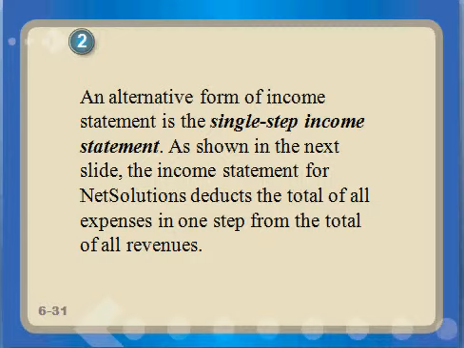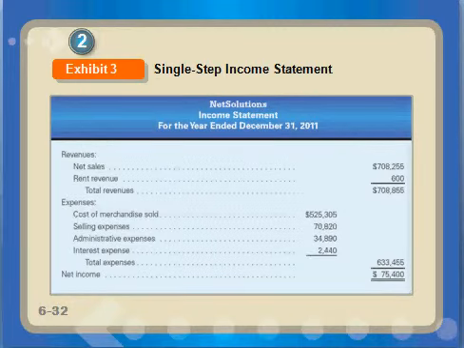An alternative form of income statement is called the single step income statement, and we're going to take a look at that now. So we take our income statement, we take our revenues from all sources. We've got our net sales, and then our rent revenue giving us our total revenues. And then for our expenses, we subtract out the cost of goods sold, the selling expenses, the administrative expenses, the interest expense, and we get our total expenses, and when we subtract that from the total revenues, I'm sorry, we get our net income, $75,400.